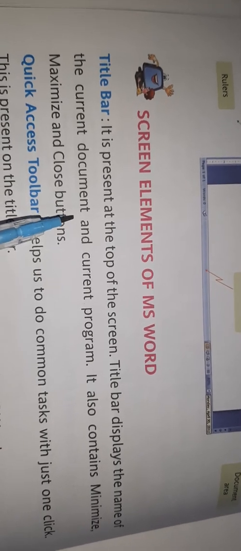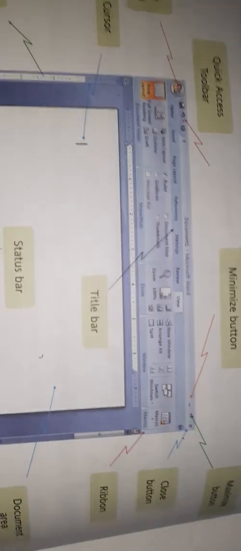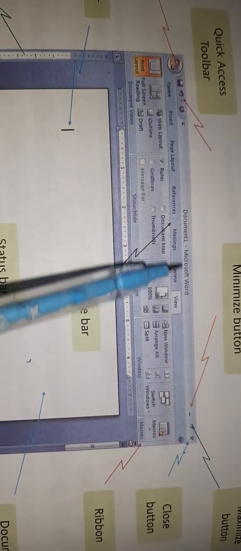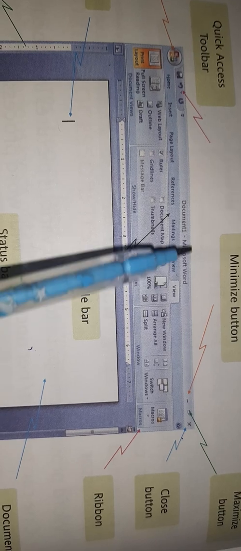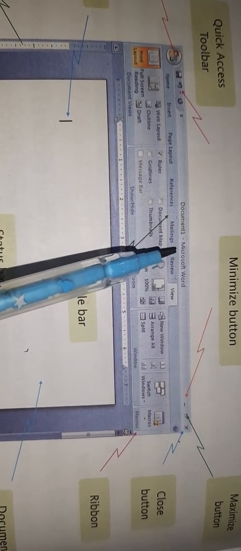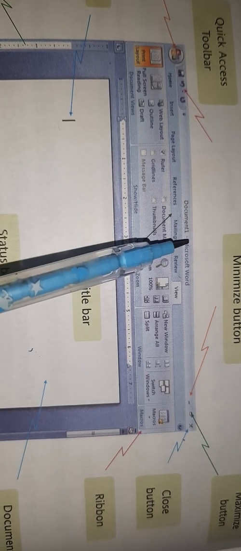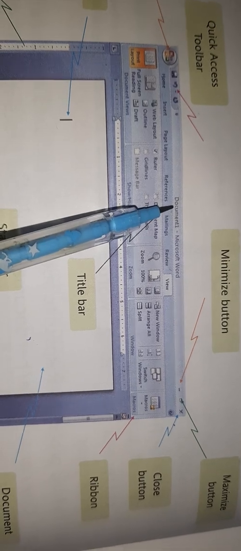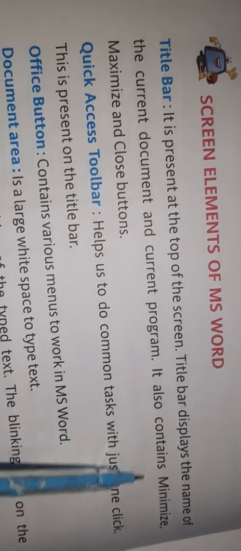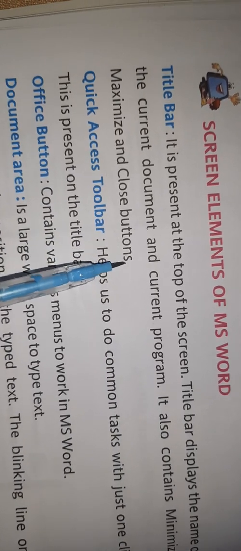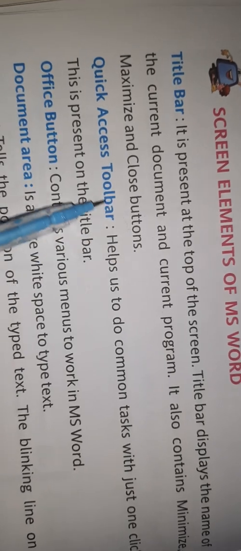If the document is not saved, I told you that it will display Document 1, because this is Microsoft Word, the name of the application, and this is the document. Suppose you have written an essay and you save it by the name of essay. Then the name will change from Document 1 to essay. Then it also contains minimize, maximize and close buttons. These buttons will be available in all the applications.